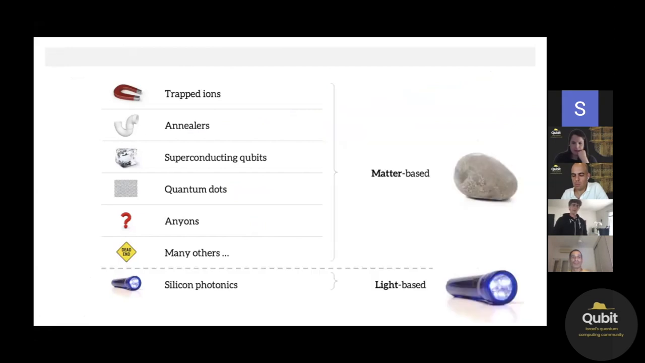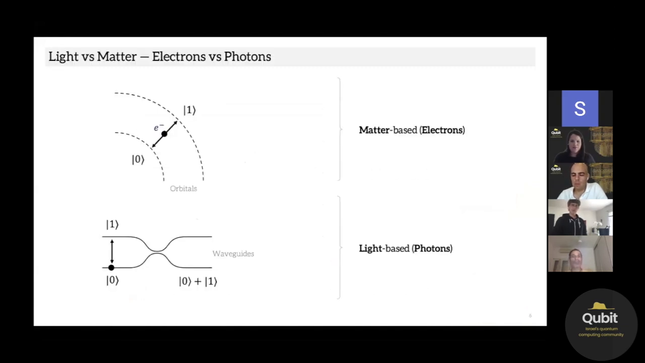But roughly speaking, you can break these companies up into two approaches, one in which you have matter-based qubits, and one in which you have light-based, which is what we do, silicon photonics. At a very high level, the big difference is that you're using electrons one way or the other for the matter-based qubits, and you're using photons for the light-based qubits. I don't know what just happened there. That's like some kind of weird scribbling on the screen. But with the photons, I'll talk a little bit more about how we encode the qubits, but roughly speaking, you can think that you have a photon in one waveguide or another, and that gives you a qubit state that's either one or zero. Okay.